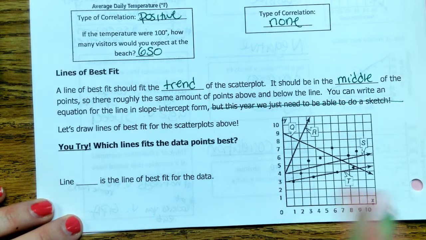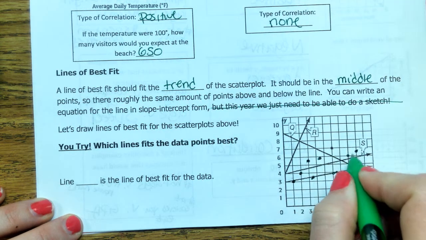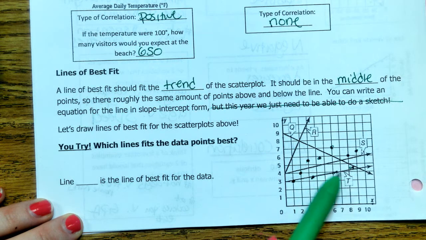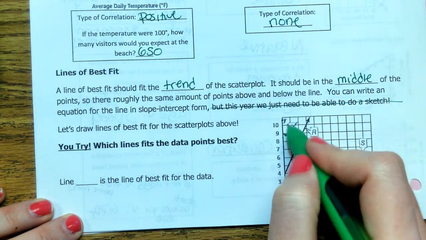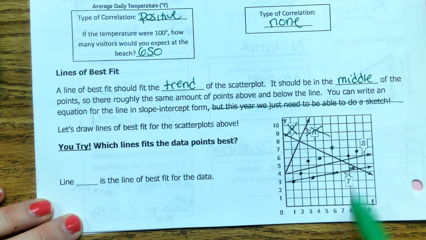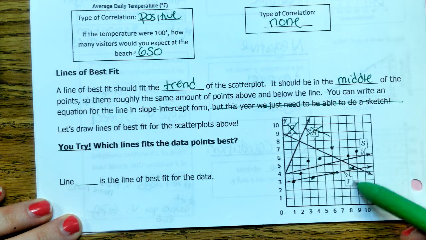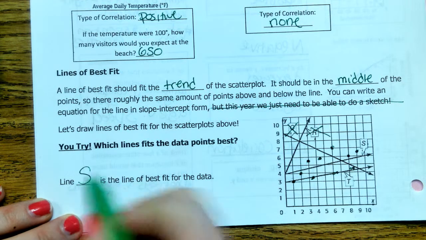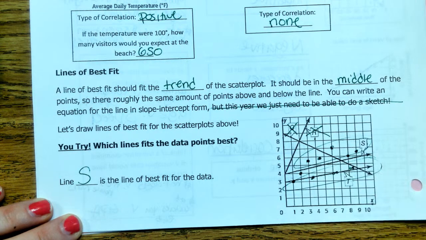So, if we look at all of these points, which are hard to look at because there's lines all over the place, Q does not even fit the trend. It's going down while these points are generally going up. R is ridiculous. It shoots straight up. So between S and T, which better fits that trend? S, because it's in the center. There are points above and below the line.